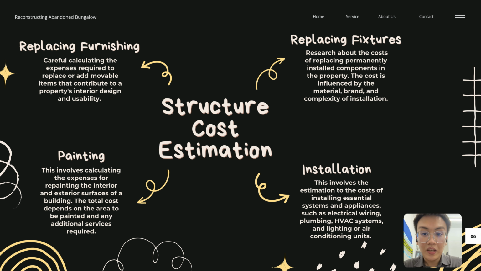And lastly, the cost of installations. This is the estimation of the cost of installing essential systems and appliances such as electrical wiring, plumbing, HVAC systems, and lighting or air conditioner units.